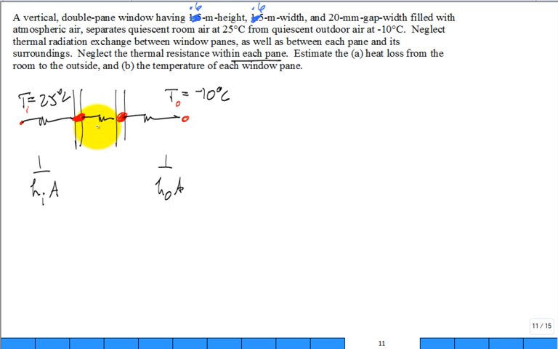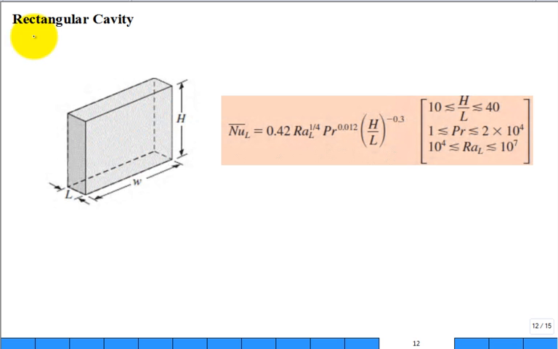We have to look for the right correlation, which is describing air that's trapped in a kind of a slender rectangular enclosure. And people have studied that. And so it's a rectangular cavity. You have the thickness of the cavity, L. And that L, for our problem, is 20 millimeters, 0.020 meters. Its height was 0.6 meters. Its width was 0.6 meters.